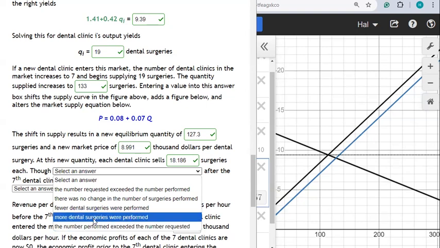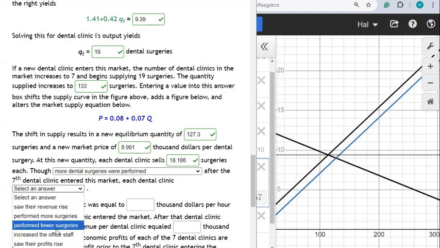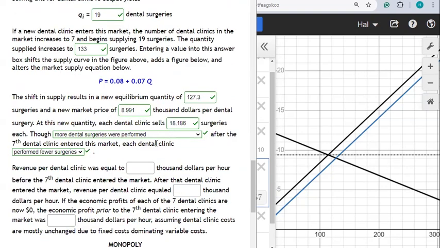So more dental surgeries were performed after the 7th dental clinic entered this market. Each dental clinic, though, performed fewer surgeries. So there's more dental surgeries being performed in this market. But after that 7th enters the market, each dental clinic is performing fewer surgeries.